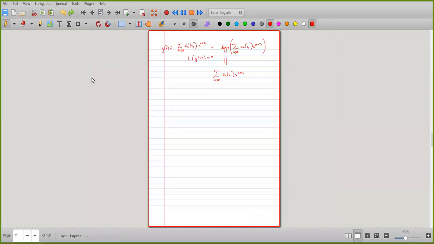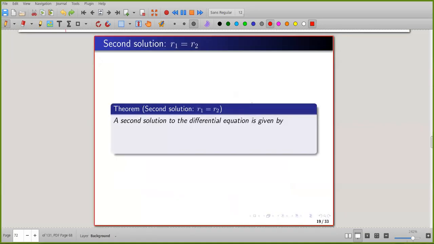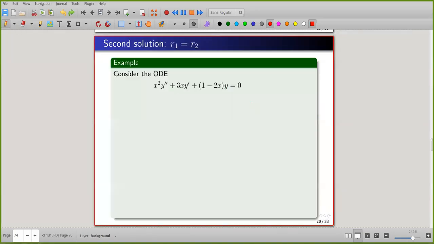So maybe I can just go to the previous slide and pause over here for a few seconds. Okay, so I hope this is clear. So this is the second solution.